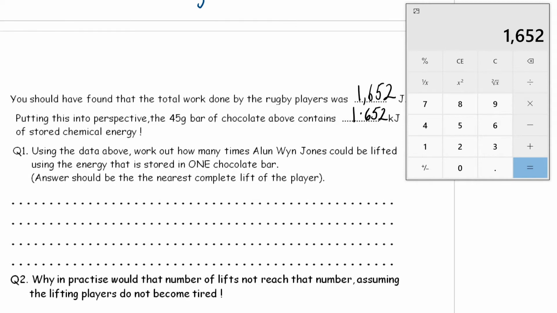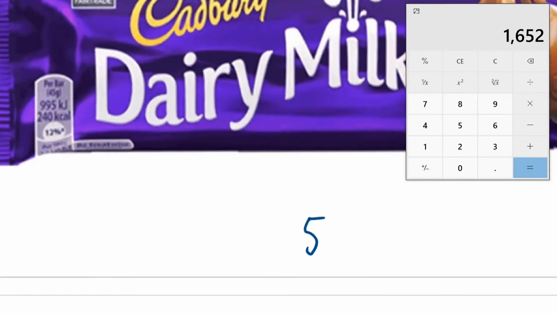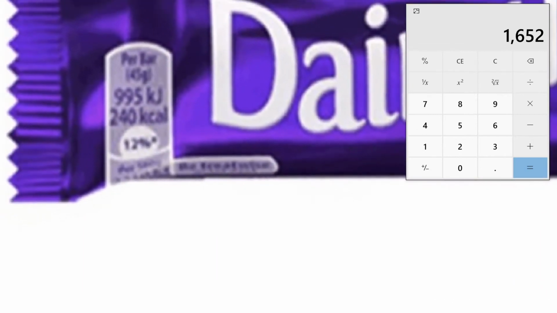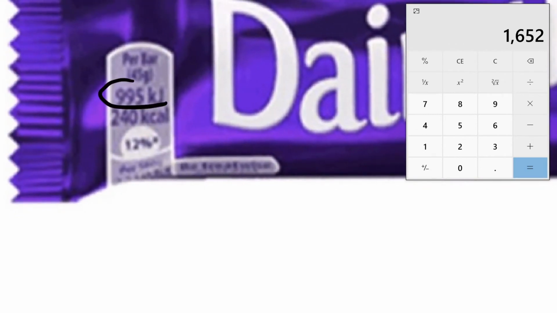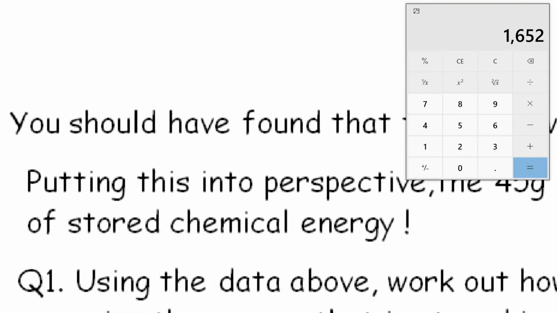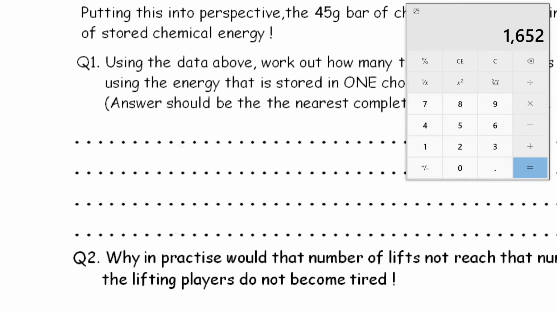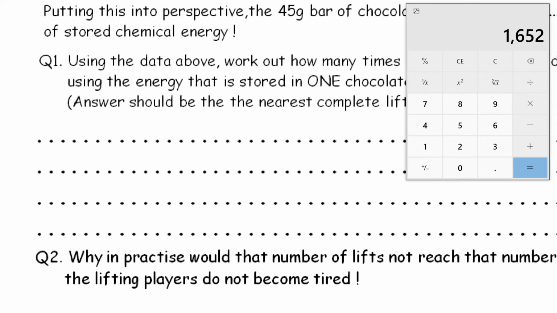Use the data above, work out how many times Alan Wynne-Jones could be lifted using the energy that is stored in one chocolate bar. Let's look at the chocolate bar. If we really zoom in, it says per bar there's 995 kilojoules of energy. I'll write that down before I forget. 995 kilojoules. That's the energy per chocolate bar.